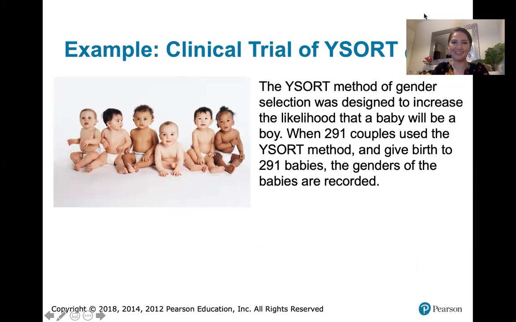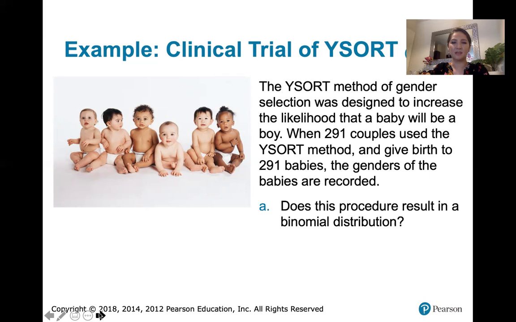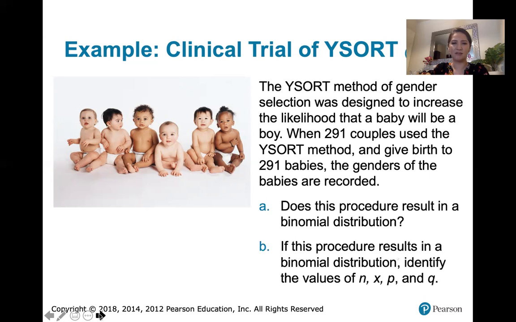This is really cute. This is a clinical trial of a gender selection method called Y-sort. The Y-sort method of gender selection was designed to increase the likelihood that a baby will be a boy. The problem statement says when 291 couples use the Y-sort method and they give birth to 291 babies, the genders of the babies are recorded. The question is, does this procedure result in a binomial probability distribution? And if it does, identify the values of N, X, P, and Q.